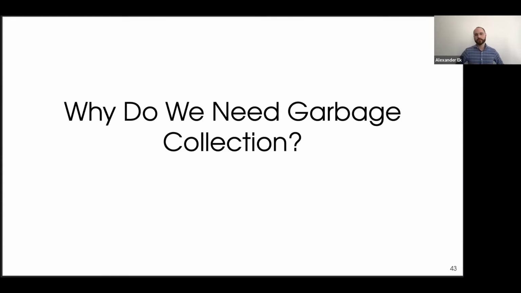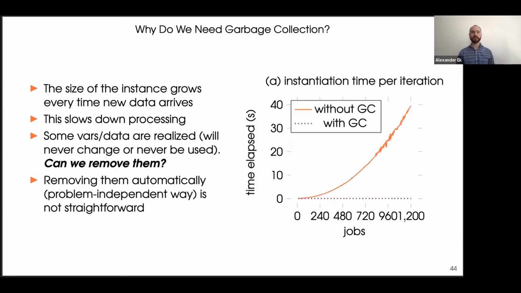All right. The first question you might ask is, why do we need garbage collection? Improve performance, sure, but is it really that important? Well, this graph may prove a point. We tried running without garbage collection and with garbage collection. The orange one is instantiation time per iteration, and the purple one at the bottom is with garbage collection. This is per iteration, not an accumulated sum of how much time we spend. So you can see that it quickly explodes if we don't remove the old and irrelevant data.